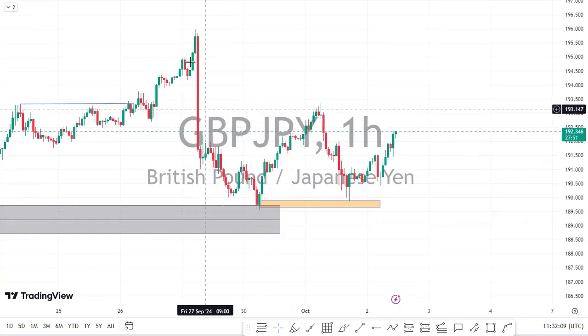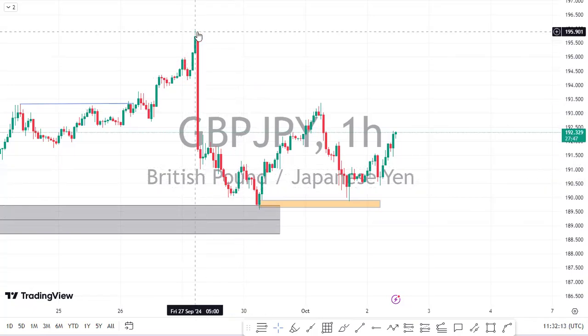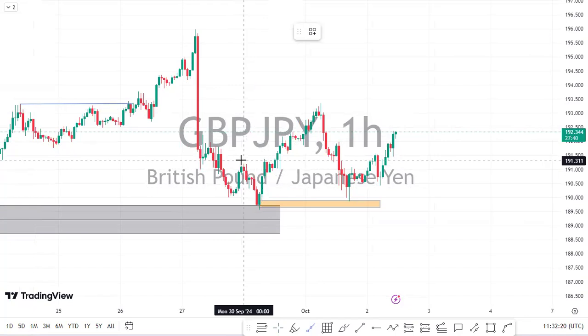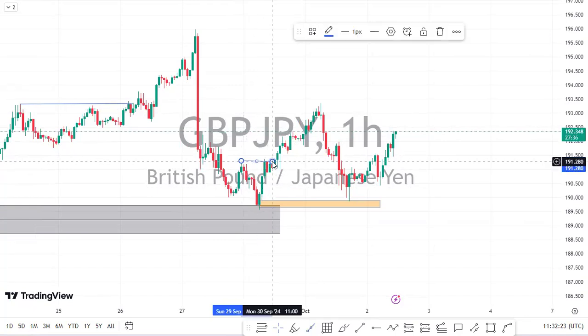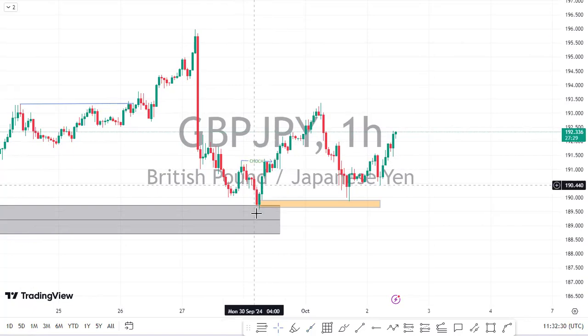Then boom, let's analyze. We have this low, this high, this low, this high. So on 1 hour, we have another change of character that tells us that we are resumed back to bullish. So we have this change of character.